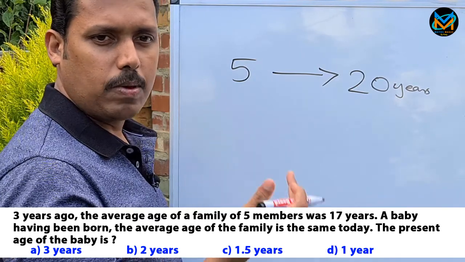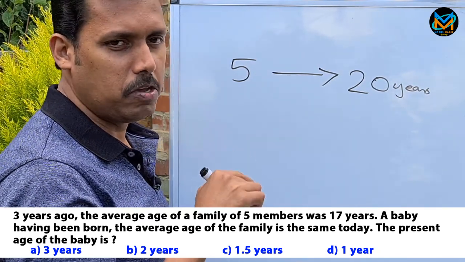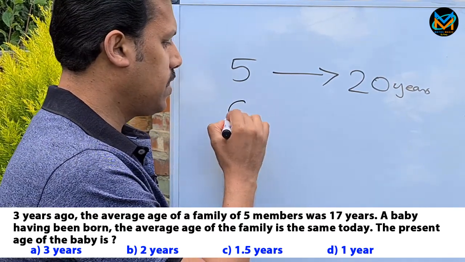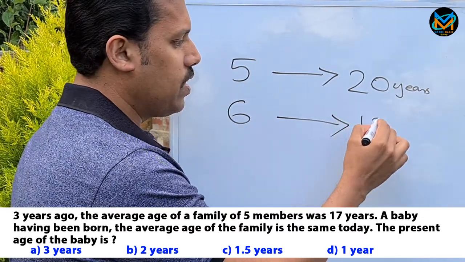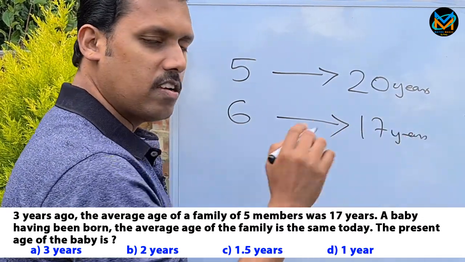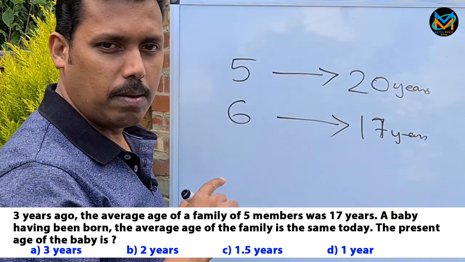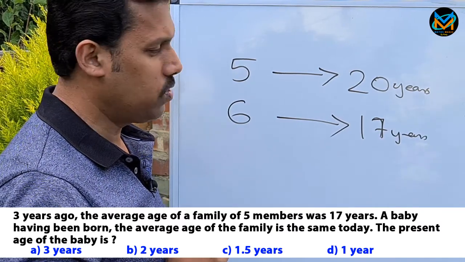A baby having been born, the average age of the family is the same today. When a baby is born, it's 0 years old. So they're saying when a baby is born, this becomes 6 members, and the average age is the same, 17 years. What is the present age of the baby? That is the question. Very simple.